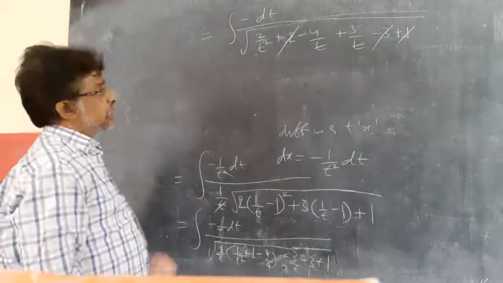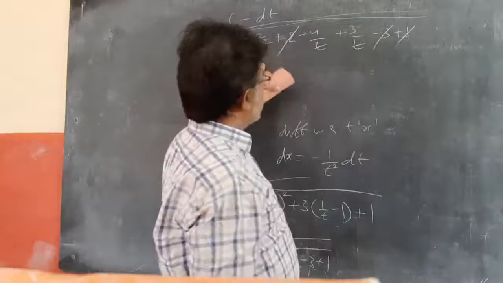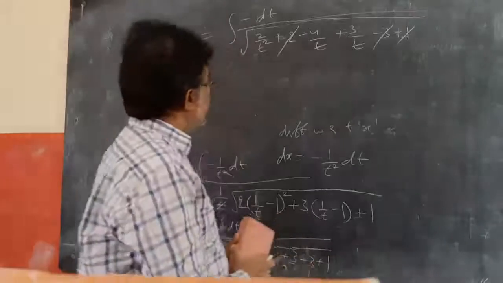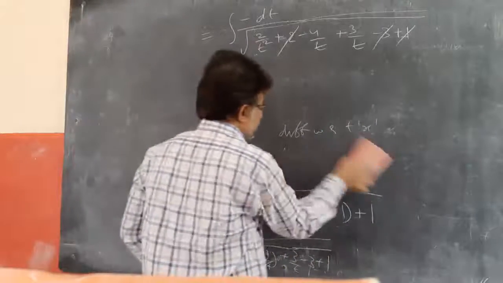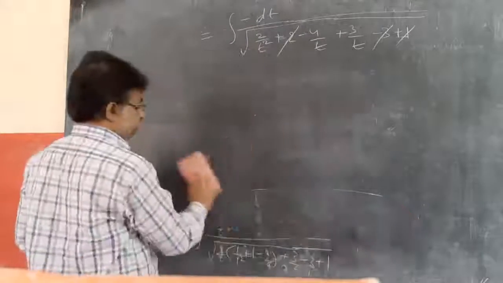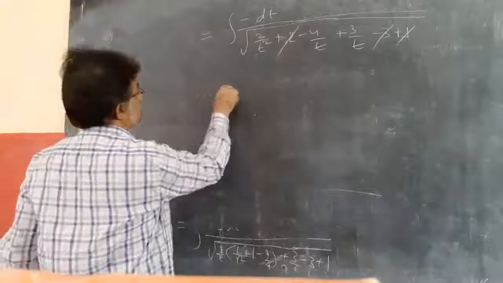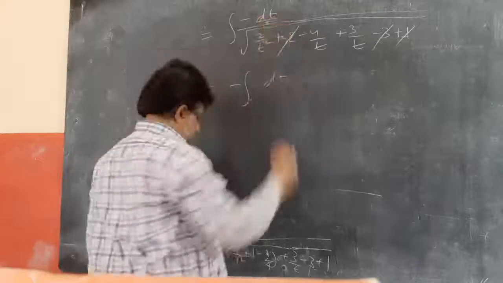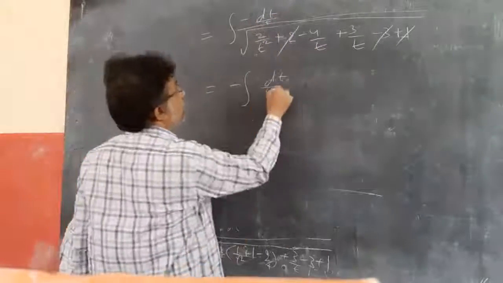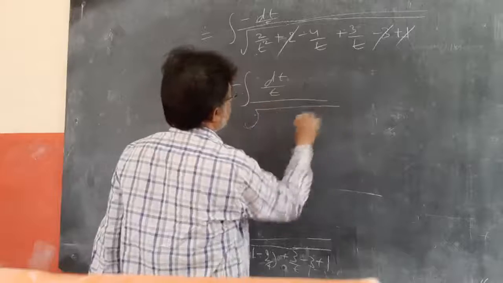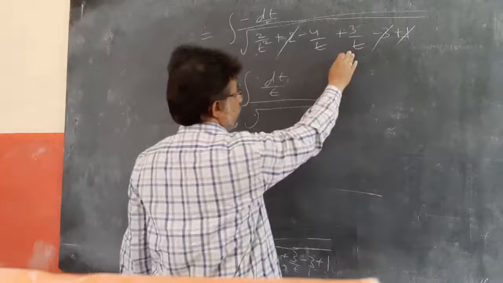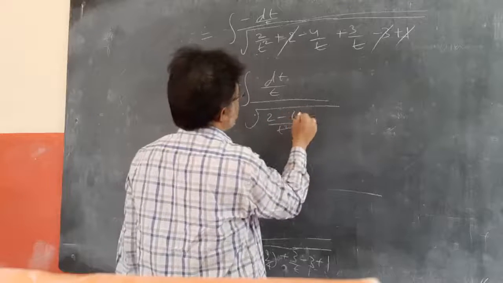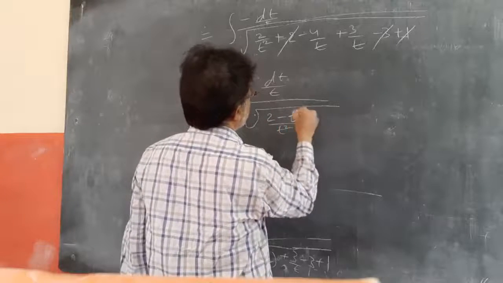So I cancel them. Left out is 2 by t square minus 4 by t plus 3 by t. Minus 4 by t plus 3 by t is minus 1 by t. So I can take t square as LCM, as in the previous one. So this is equal to minus dt by t by square root of 2 by t square minus 1 by t. So t square, if I take LCM, this becomes 2 minus t.